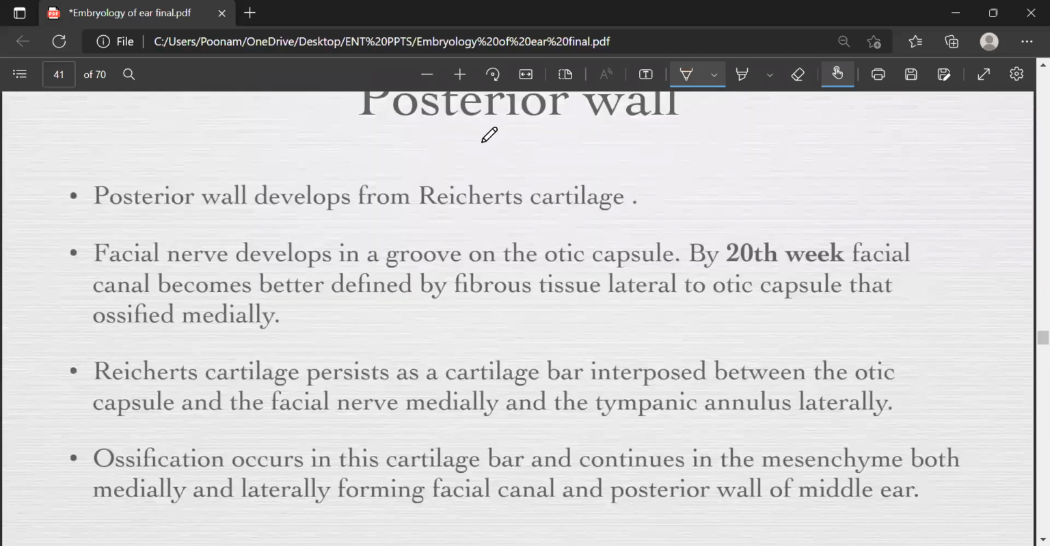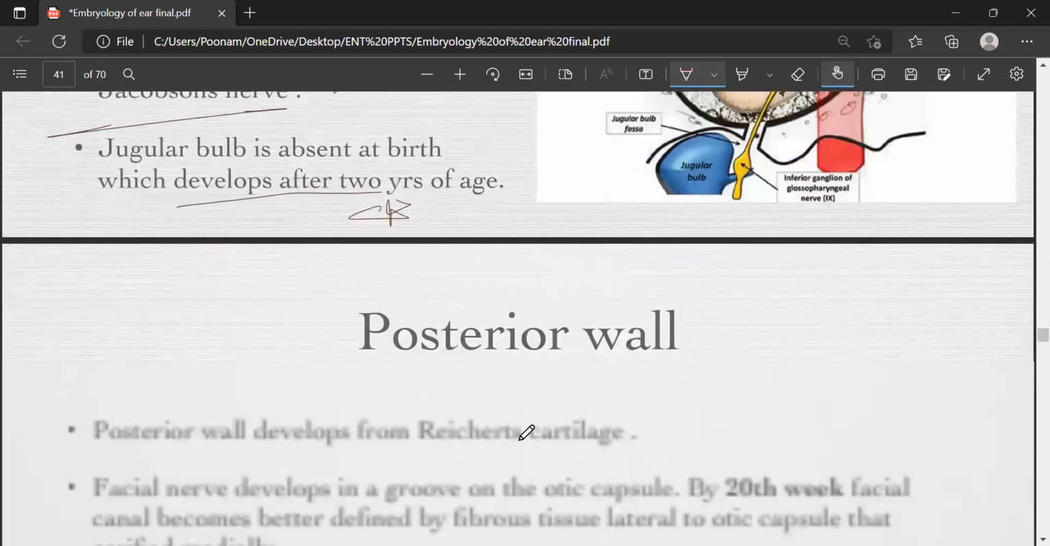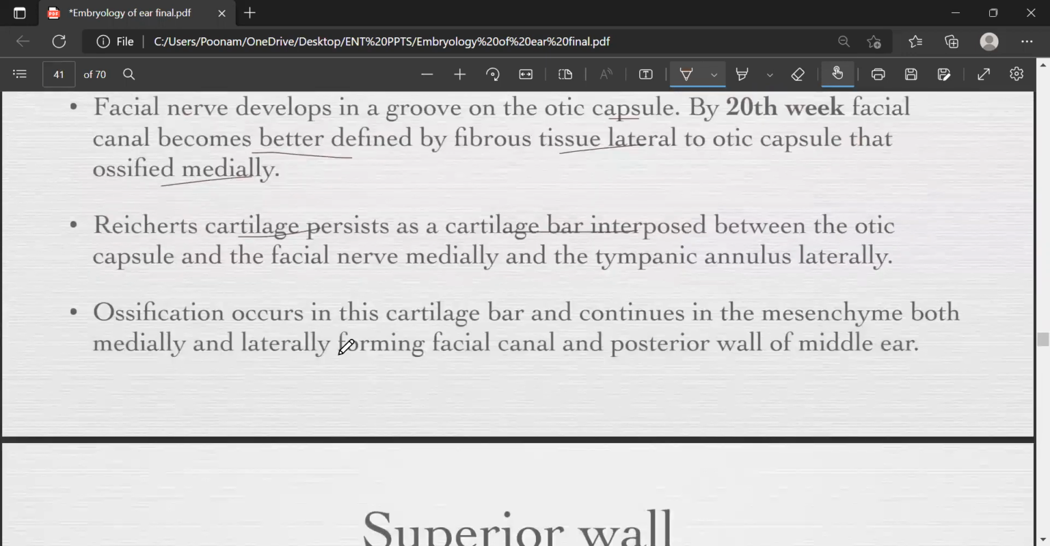Coming to the posterior wall, it develops from Reichert's cartilage. The facial nerve develops in a groove on the otic capsule. By 20th week, the facial canal becomes better defined by fibrous tissue laterally than ossified medially to the otic capsule. Reichert's cartilage persists as a cartilage bar interposed between the otic capsule and facial nerve medially and the tympanic annulus laterally. Ossification occurs in the cartilage bar and continues in the mesenchyme, both medially and laterally, forming the facial canal and posterior wall of the middle ear.